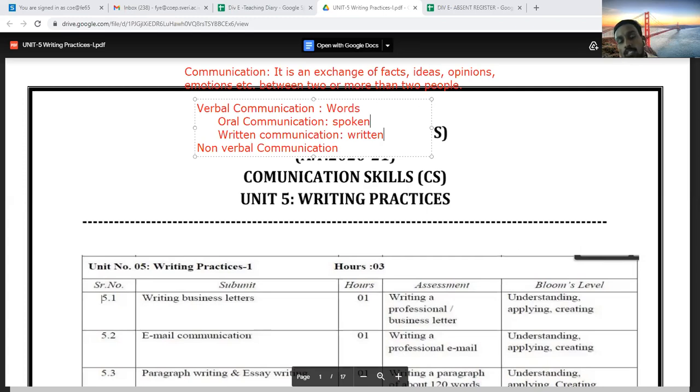So what do you think? Which is important? Which is required? Whenever we want to lead our life, maybe day-to-day life, personal life or professional life, tell me which one is important, oral communication or written communication. Answer me. Which communication is more important? This is simple, what I'm just asking. Written communication. Okay. Anyone?